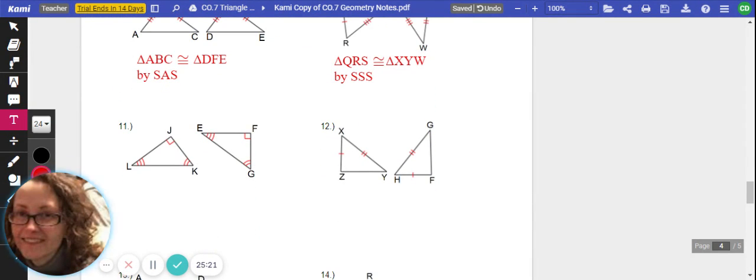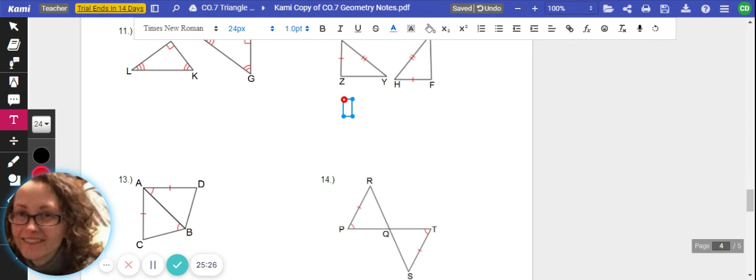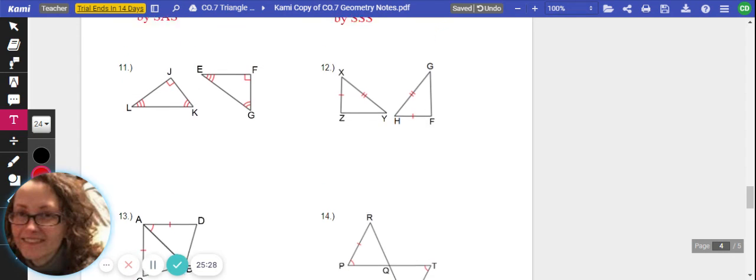I want you guys to go ahead and try numbers 11 through 14 on your own, and then we will talk about the rest of these during our Google Meet.